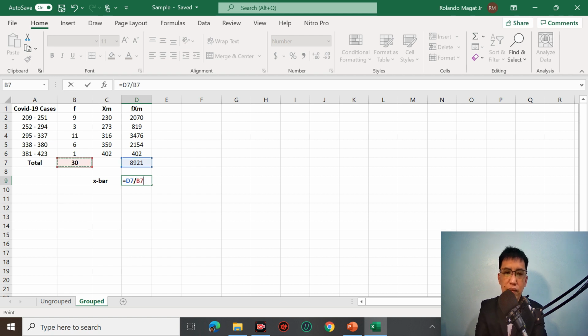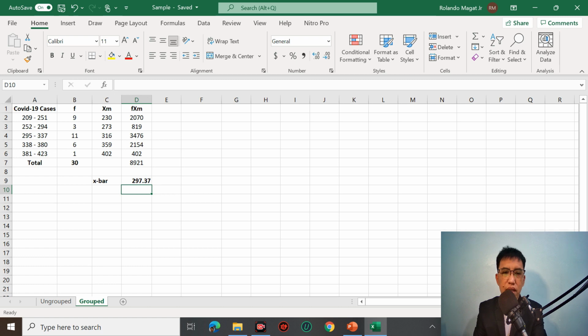Why did I do it this way? So that anytime the values here change, the formula will change too. Enter. Okay, so our mean is 297.37, and our task is to subtract. So we have x sub m minus x bar.